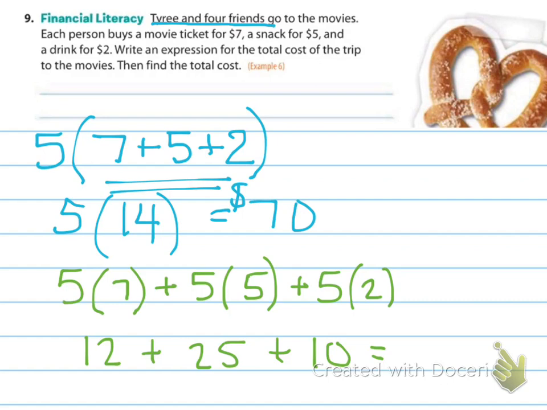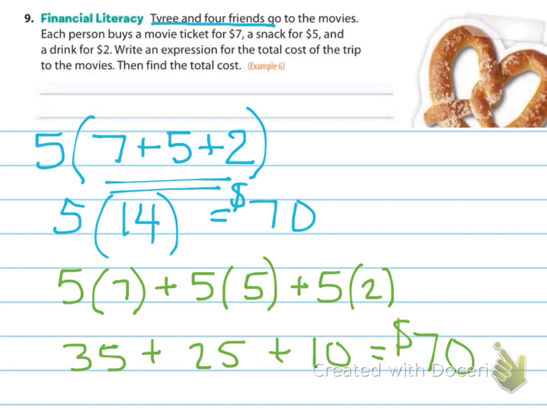Oops, sorry, I don't know why I put 12 there. Look, I make mistakes too. All right, 35 plus 25 plus 10. Oops, Miss Eccles is not doing well today.